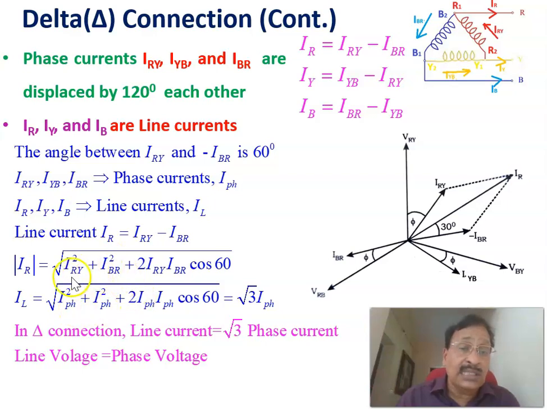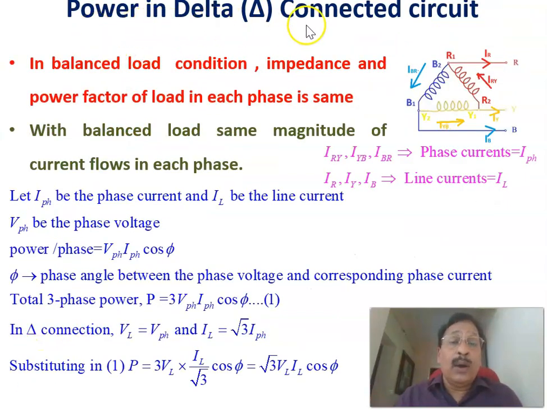Now, if you substitute, IRY, IBR and IRY are called phase currents. All are equal; the magnitudes of the phase currents are equal in the balanced case. Therefore, the square root of I phase square plus I phase square plus 2 I phase square into cos 60 gives root 3 I phase. So in a delta type of connection, the line current is equal to root 3 times the phase current, and the line voltage is equal to the phase voltage. Or VL equals V phase and IL equals root 3 times I phase in the case of a delta connection. Now let us see the power in a delta connection.